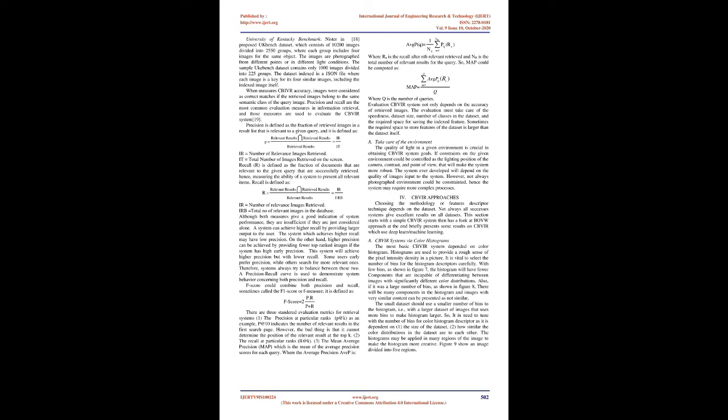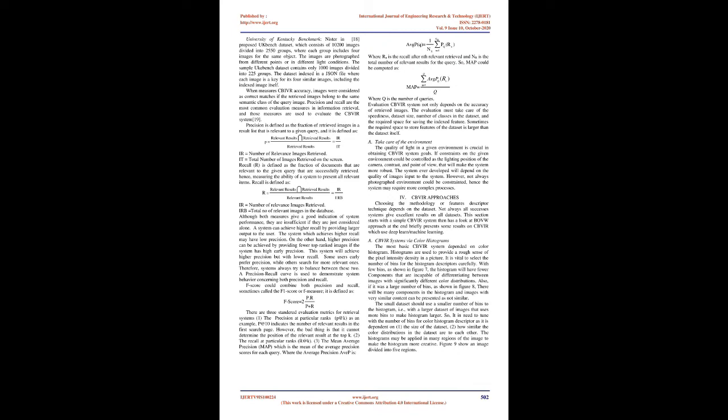Recall, R, is defined as the fraction of documents that are relevant to the given query that are successfully retrieved, hence measuring the ability of a system to present all relevant items. Recall, R, equals IR over IRB, where IR equals the number of relevant images retrieved, and IRB equals the total number of relevant images in the database. Although both measures give a good indication of system performance, they are insufficient if considered alone. A system can achieve higher recall by providing larger output to the user. The system which achieves higher recall may have low precision.